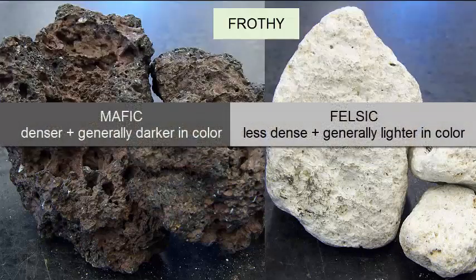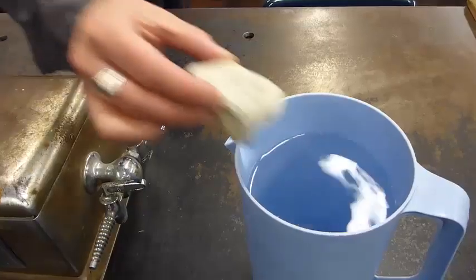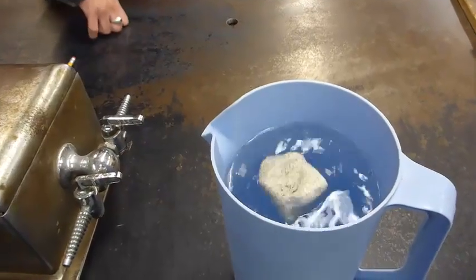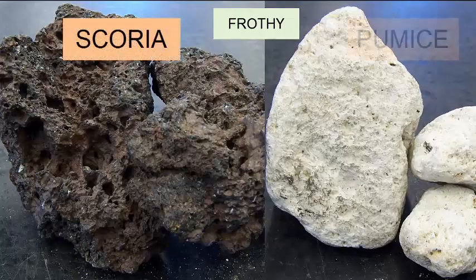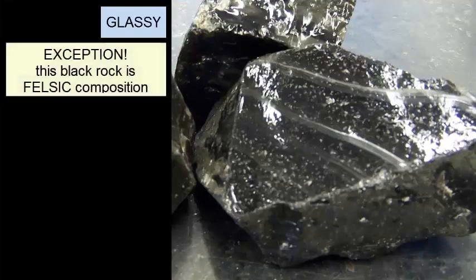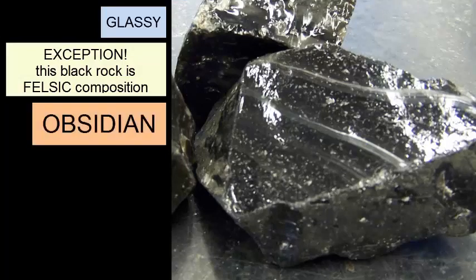Not only is the scoria darker than pumice, it's also denser. In fact, pumice is so low in density it floats on water. So this must be the scoria, and this the pumice. The glassy texture, as we already mentioned, is only felsic in composition. The name of this glassy rock is obsidian.